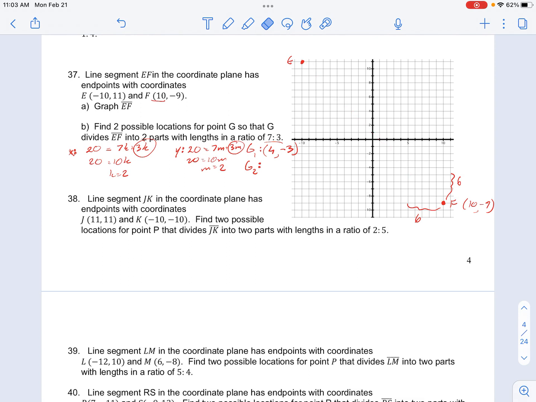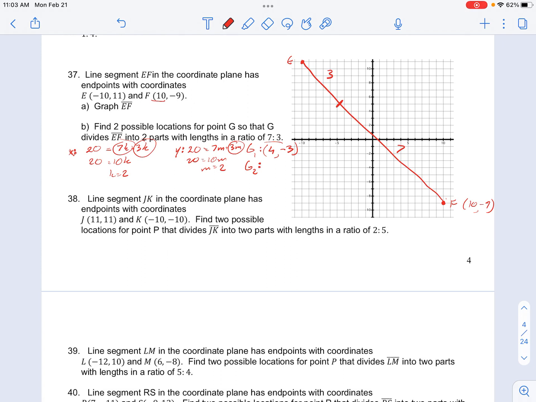Now G2 is the possibility where we're going to flip this scenario. So let me erase this as well. So now it's going to be a scenario where we have this segment from F as 7 and this segment closer to E as the 3 segment. So now we're going to look at this 7k. So that'll be 7 times 2, which is 14.